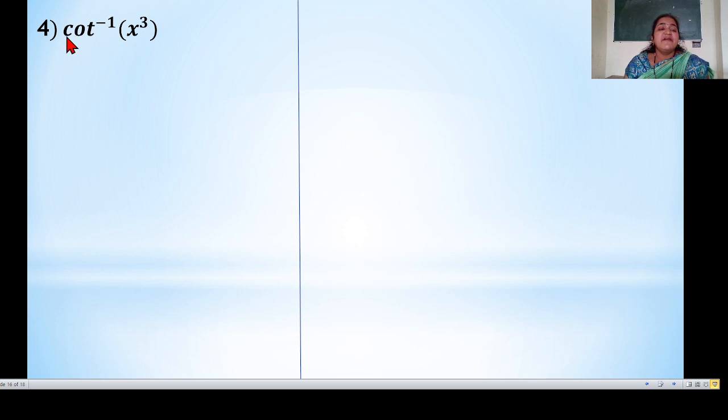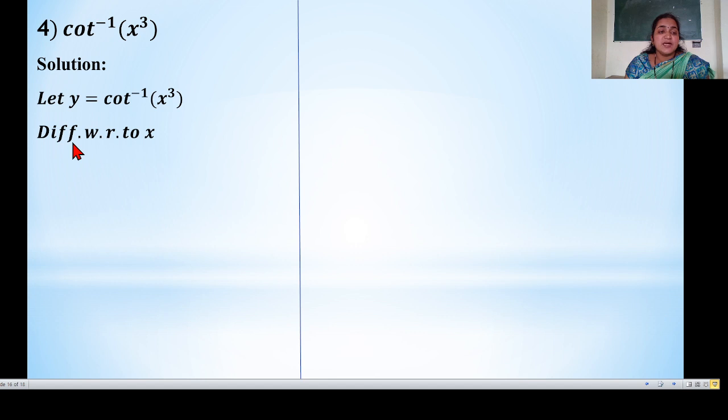So first we find the derivative of this term and then multiply by the derivative of this term. So let's start the solution. Let y is equal to cot inverse of x cube. Now differentiate with respect to x. So dy by dx is equal to, first we find the derivative of cot inverse. The derivative of cot inverse of x is minus 1 upon 1 plus x square. But x is replaced here by x cube. So we get dy by dx is equal to minus 1 upon 1 plus x cube whole square.